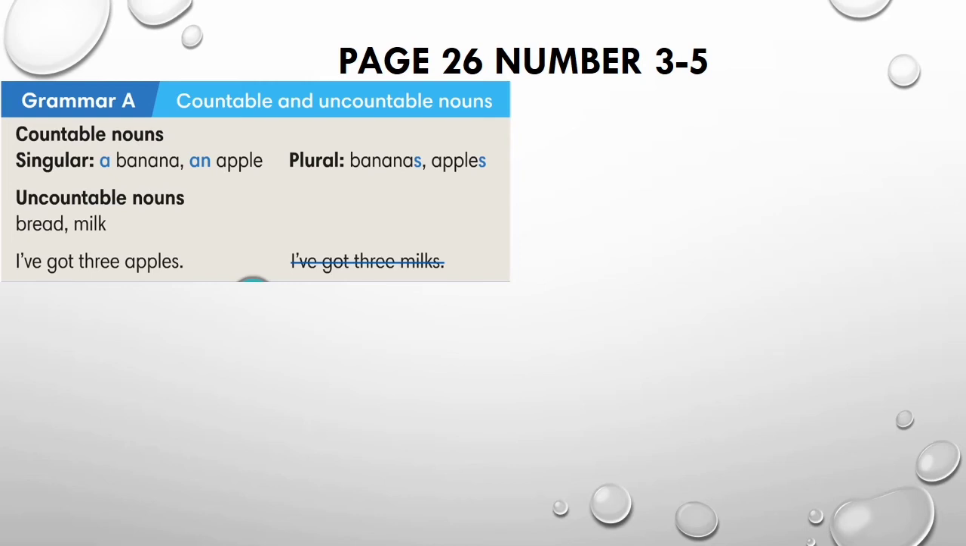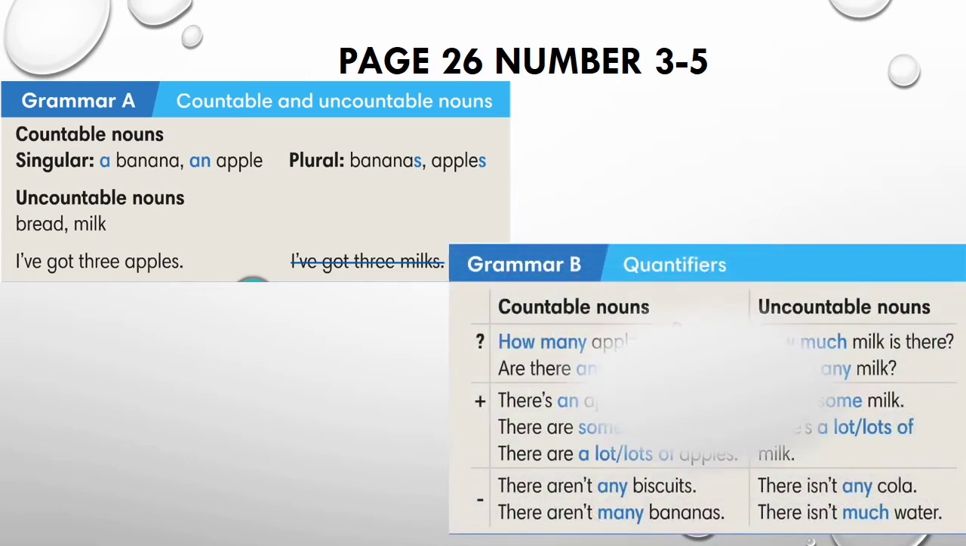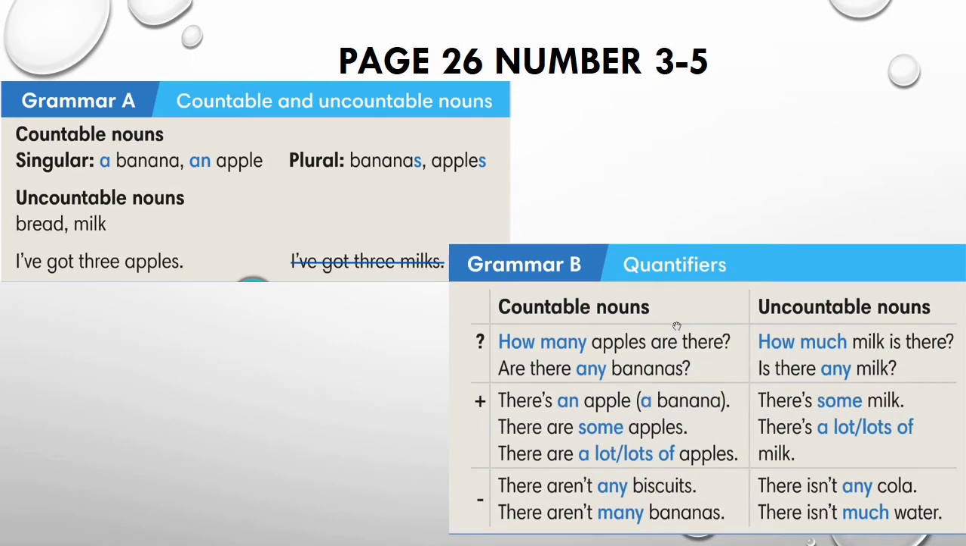Apples are countable nouns. Uncountable nouns are things we cannot count using numbers, like bread, milk, oil, sand, and so on. Countable and uncountable nouns, of course, appear in different types of sentences, like questions, positive and negative sentences. You can use how many for countable nouns, and you must use how much for uncountable nouns.